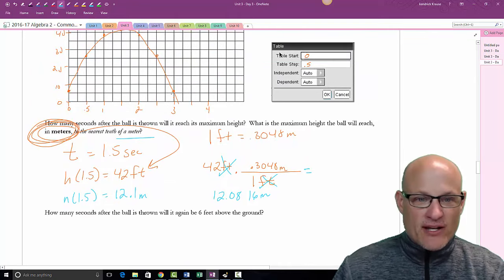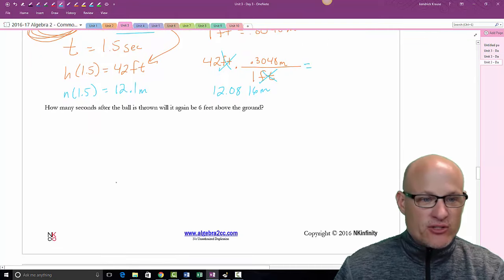After how many seconds will the ball be again at 6 feet? If you go back to your graph, remember at 3 seconds, it was at 6 feet in the air. So T equals 3 seconds.